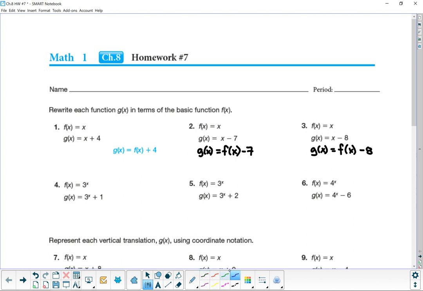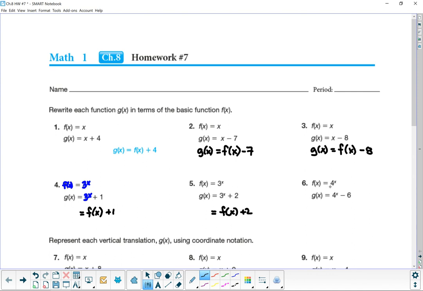Okay, so now we're switching around. So instead of 3 to the x power, we're going to write down f of x instead. Right? So if g of x is equal to 3 to the x power plus 1, remember, instead of 3 to the x, we're going to write f of x. So this is going to be equal to f of x plus 1. Right? Instead of 3 to the x, we're going to write f of x. So this is going to be equal to f of x plus 2.